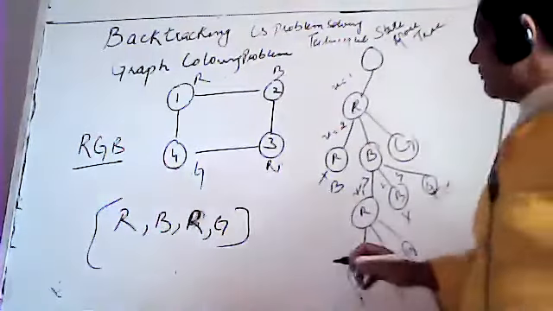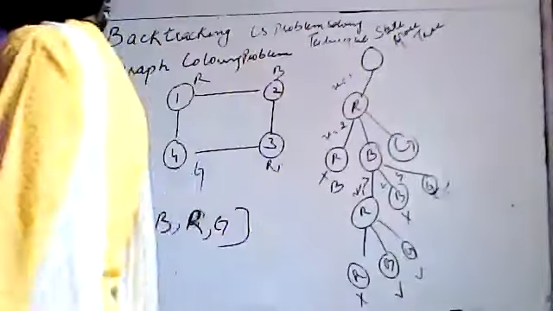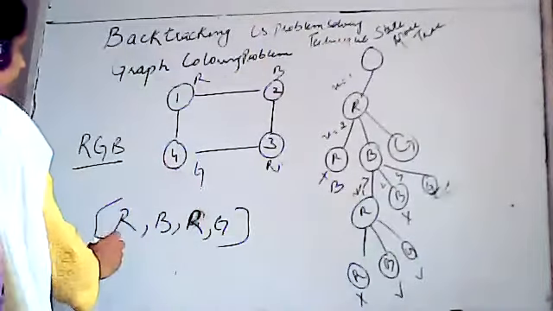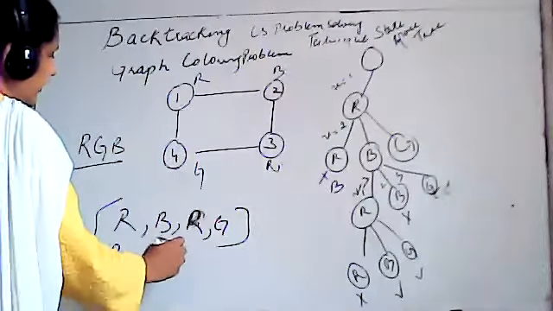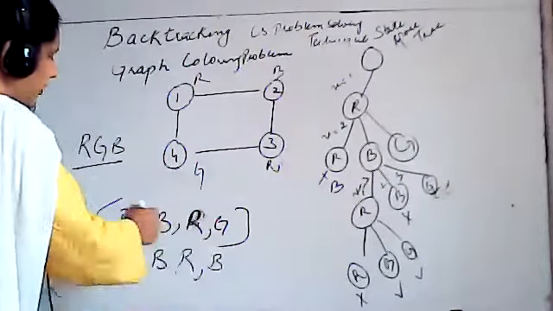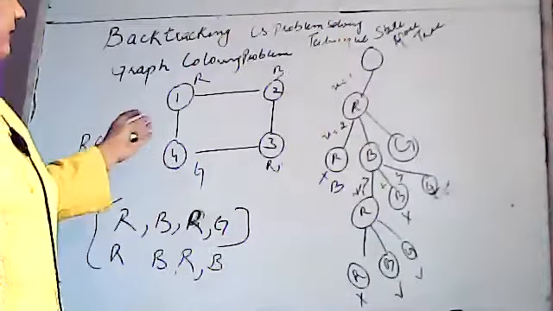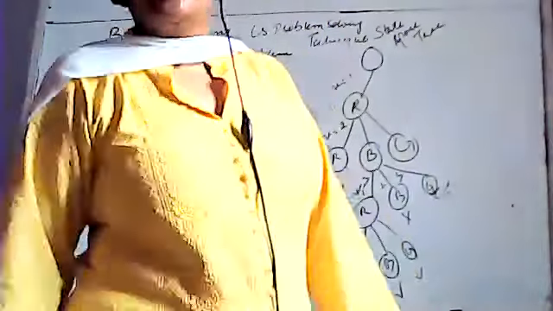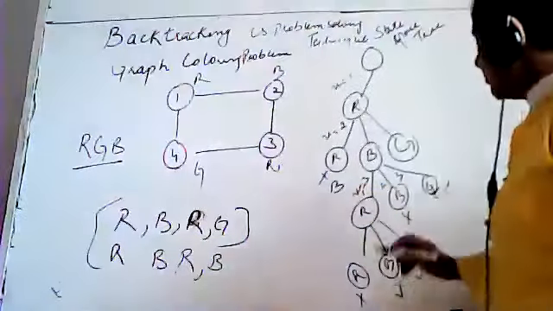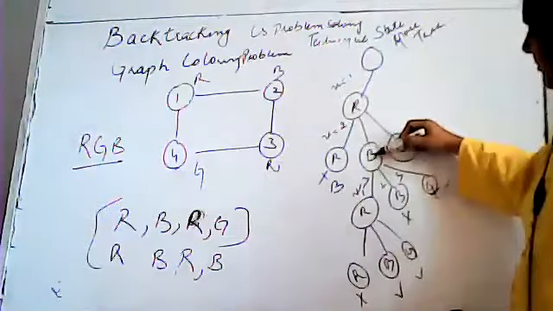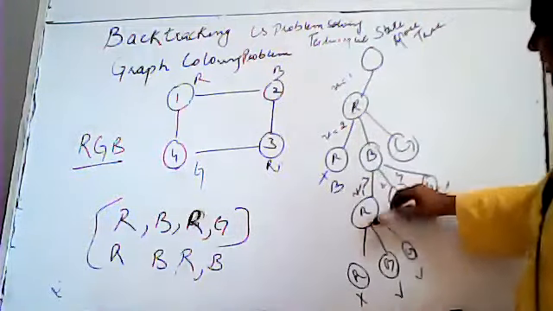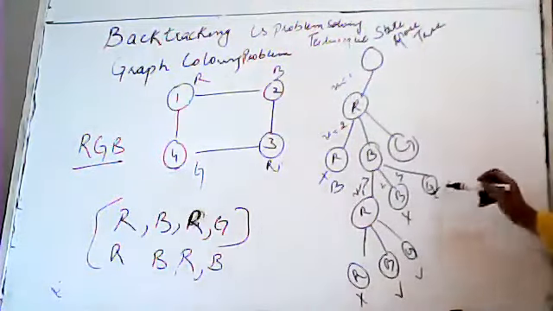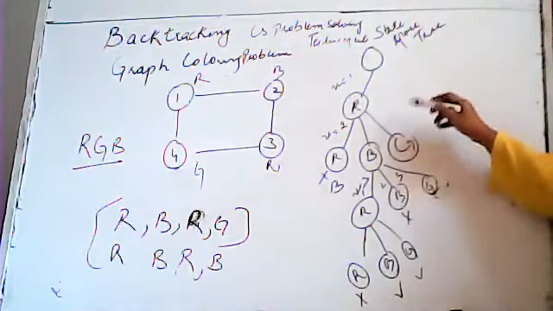That means two solutions will be formed: red, blue, red, blue or red, blue, red, green. This could be the solution. So from this we have got two solutions, red blue red blue and red blue red green, that I have mentioned. Now let's go to this third node, red blue green.